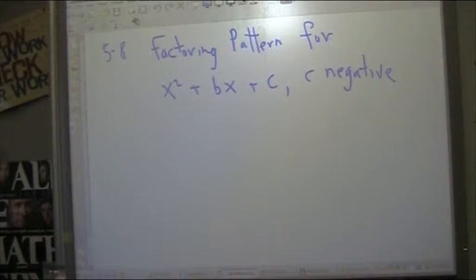Yes, Ms. Allison. C has to be negative, not positive. Perfect. But that also means that one of the numbers has to be negative and one of the numbers has to be positive. And that means that adding and subtracting is harder.